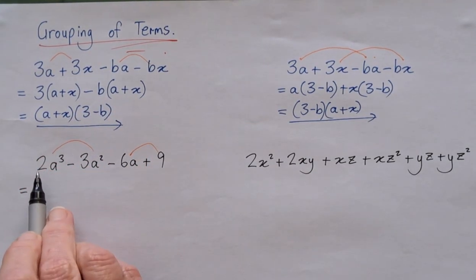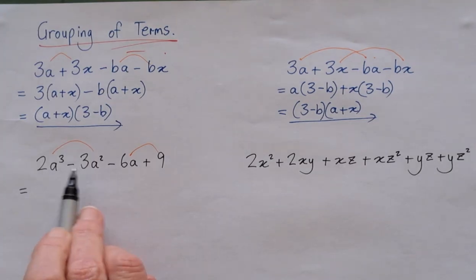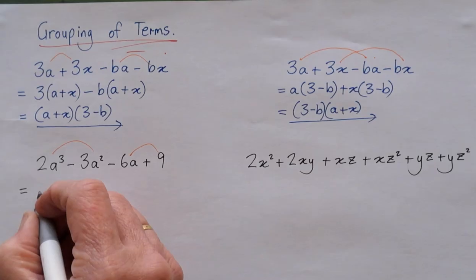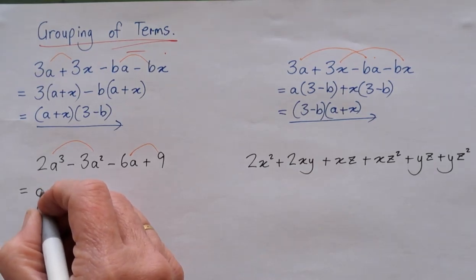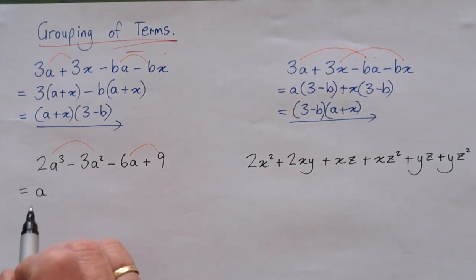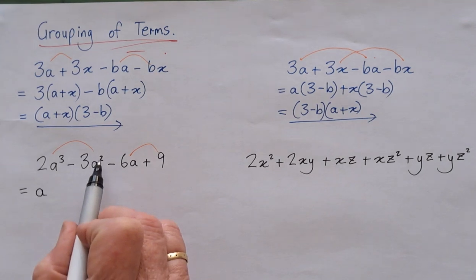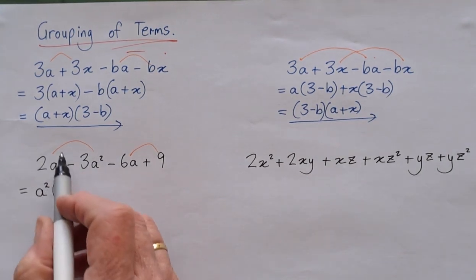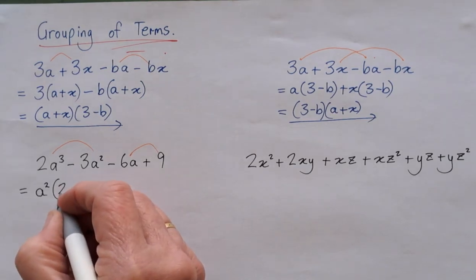So there is no common factor with the coefficients, but there is definitely with the variables. And remember, when you're taking out a common factor from a power, the highest common factor will be the power with the lowest exponent, so it's going to be a squared. Then from this term, I'm left with 2a.